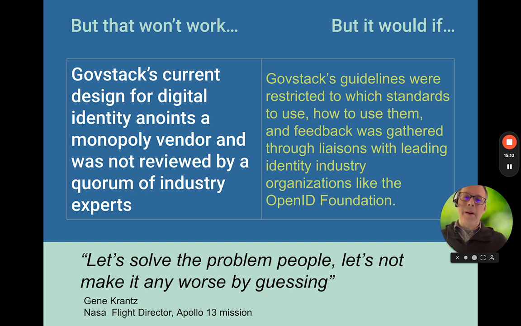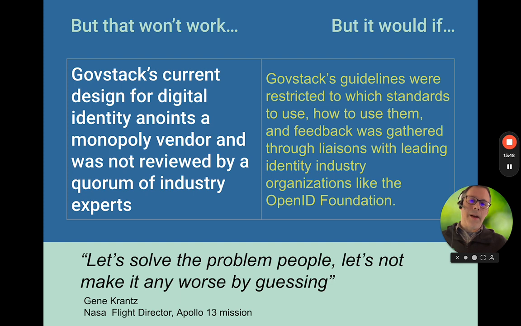It's not going to work because GovStack's current design for digital identity anoints a monopoly vendor and was not reviewed by a quorum of industry experts. Now, of course, I'm a domain expert in identity. This is my area. In his quote, Yoda mentions digital identity as where they're starting. I think digital identity is really critically important because everything is hanging off it. So we have to do a really good job. If we don't get this right, then the whole thing's not going to work.